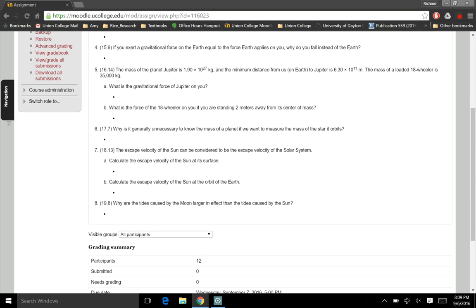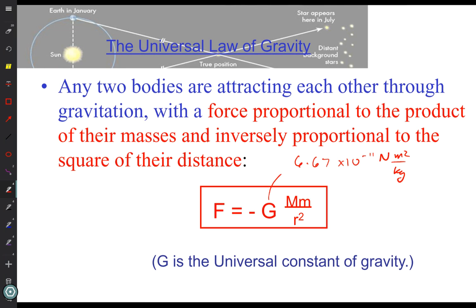Now we're down to the last three. Why is it generally unnecessary to know the mass of a planet? We'll answer that one tonight. Haven't gotten to it yet, so I can't just go back to the slide. And the escape velocities, once again, those are things we'll talk about tonight. The tides, hopefully we'll get to tonight as well. So those bottom three, those are things that tonight we should get the answers for. So just want to make sure everybody remembers the homework and that's due tomorrow. It doesn't have to be done by class time, by 5 if you're turning it on paper, or by 11:55 if you're turning it online.